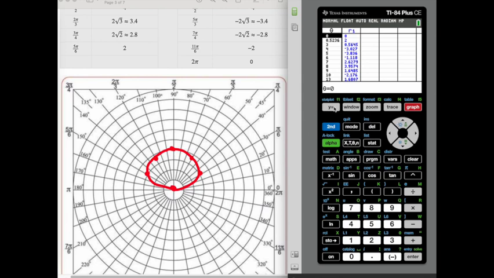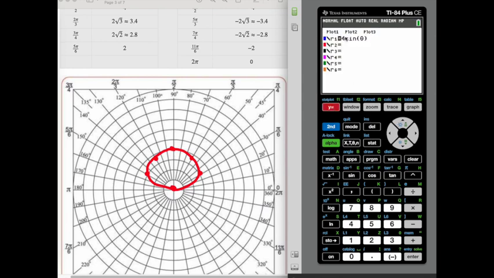So I know I already have my equation in here. I'm going to start with Zoom 6. Zoom 6 is the standard viewing window where it goes from -10 to 10 on both axes with a scale of 1, and then I can adjust from there. I'm going to go to Zoom 6. Here is my graph. Now, it's a little bit small because it only goes out with a radius of 4.